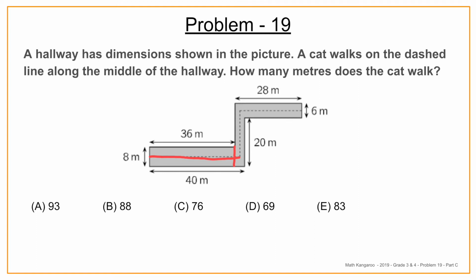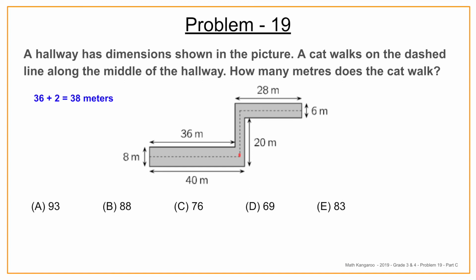Now we have to determine how much is this distance. We know 40 minus 36 gives us this distance completely, which is 4 meters. We know the cat has walked on the middle of the hallway, so half of 4 is 2. So the cat walks 2 more. So we have 36 plus 2 gives us 38. That's the first distance she walks in.